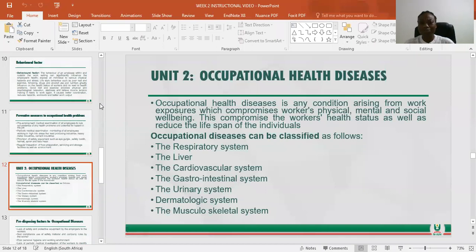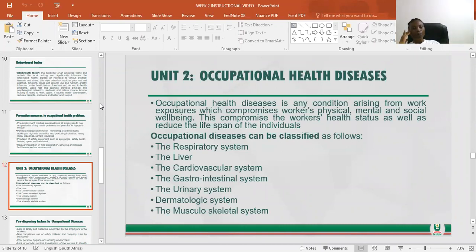And we also have different classifications of occupational health disease. What are they? Don't tell me hypertension, don't tell me tuberculosis, pneumonia. Classification. Of course, we know when we talk of the respiratory system, we have a lot of diseases, a lot of ailments that come under respiratory disease. So classify it for me according to the system.